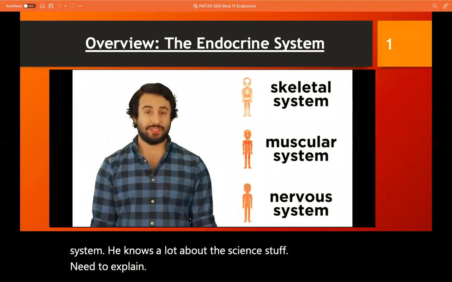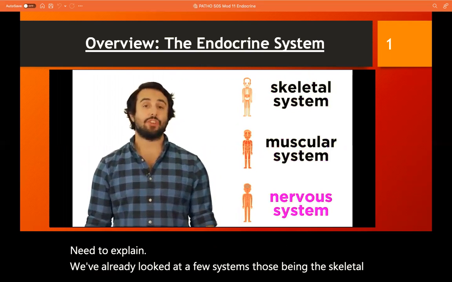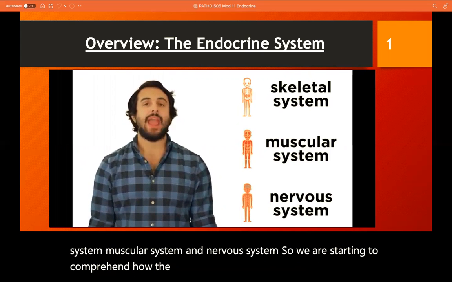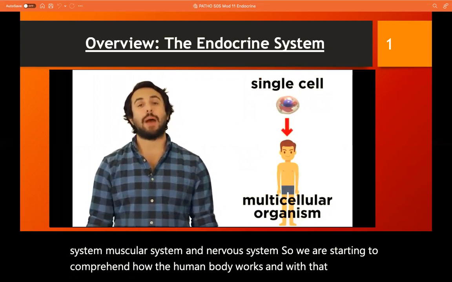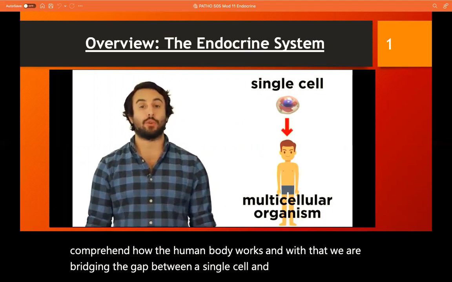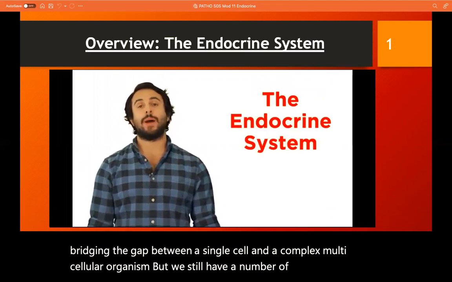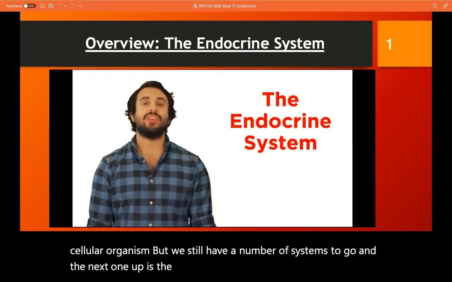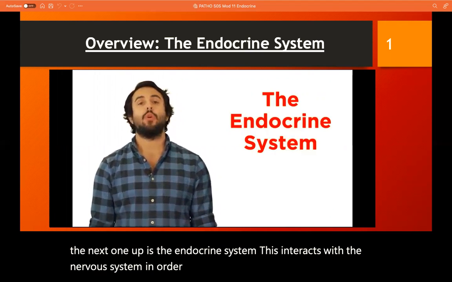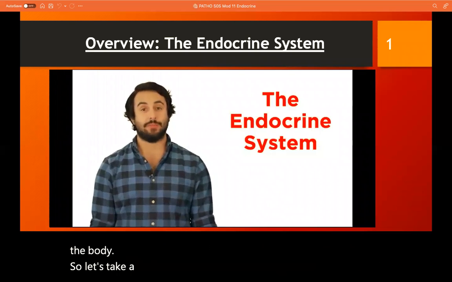We've already looked at a few systems, those being the skeletal system, muscular system, and nervous system. So we are starting to comprehend how the human body works. And with that, we are bridging the gap between a single cell and a complex multicellular organism. But we still have a number of systems to go. And the next one up is the endocrine system. This interacts with the nervous system in order to control the activity within all the cells in the body. So let's take a look at how this works now.